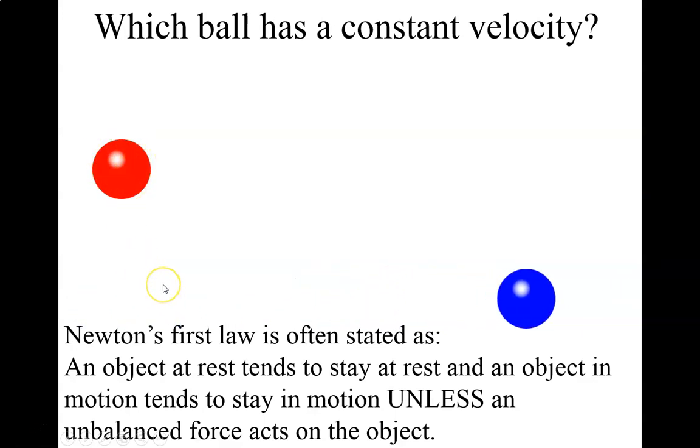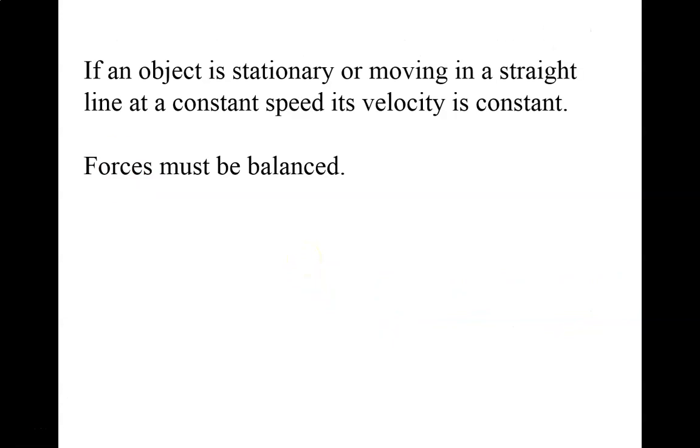Okay, what about the blue ball? Does it have a constant velocity? Does it have a velocity? Yeah, it does. Is its velocity changing? Does it seem to be speeding up or slowing down or turning? No. Then it's got a constant velocity as well. So that means that there are balanced forces or no forces acting on the blue object as well. There's no unbalanced force acting on either of these two objects. So if an object is stationary or moving in a straight line at a constant speed, then its velocity is constant, and you know that the forces on that object are balanced.